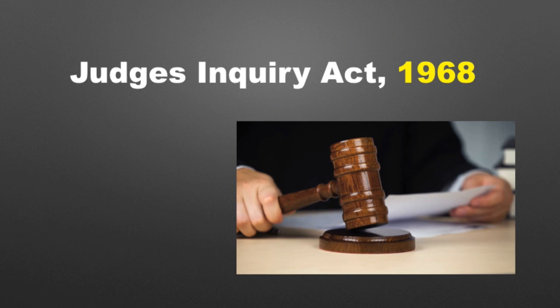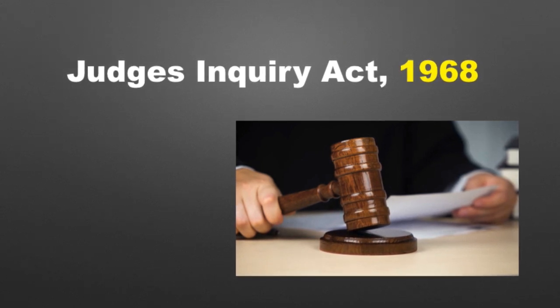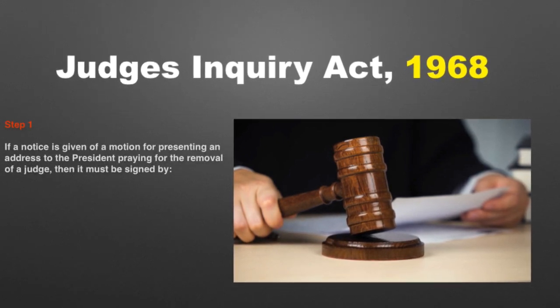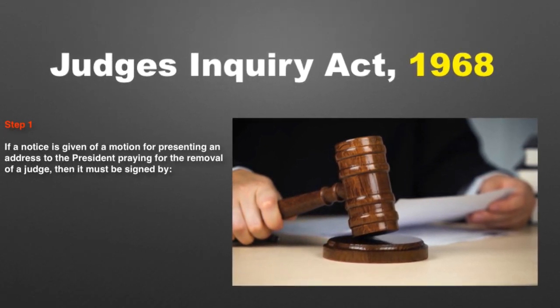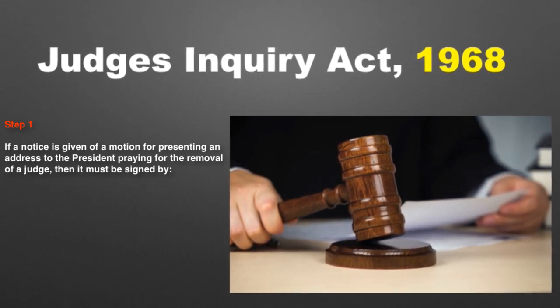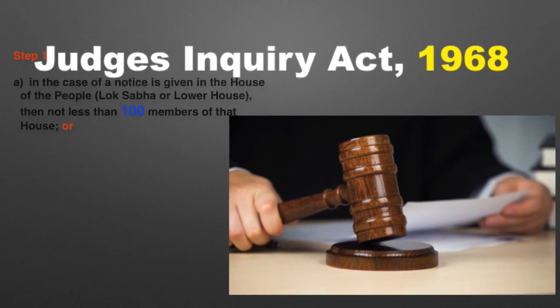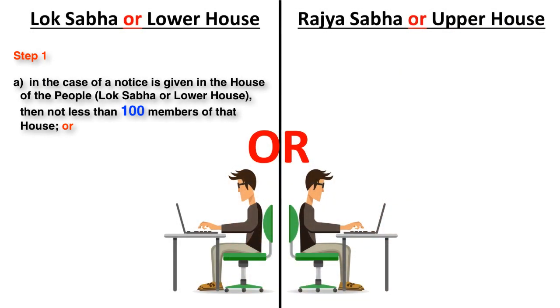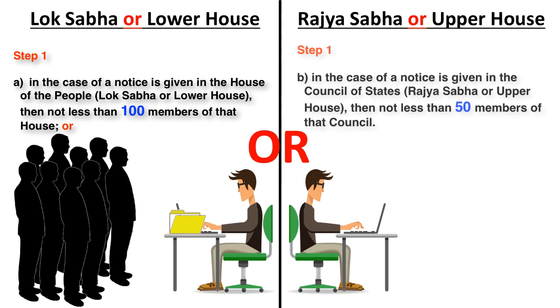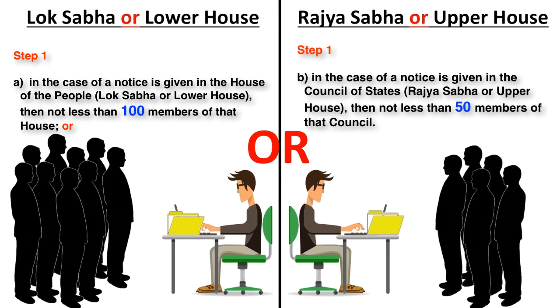The procedure described in the Judges Inquiry Act, 1968, involves the following steps. Step 1. If a notice is given of a motion for presenting an address to the President praying for the removal of a judge, then it must be signed by: in the case of a notice given in the House of the People, Lok Sabha or lower house, not less than 100 members of that house; or in the case of a notice given in the Council of States, Rajya Sabha or upper house, not less than 50 members of that council.